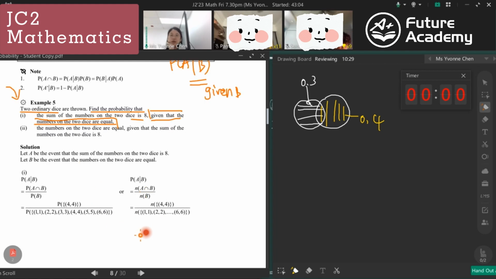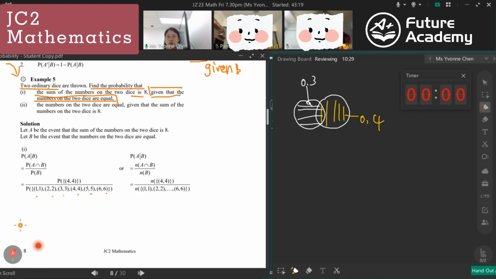So you can see the working here. We use the formula: A given B is probability of A intersect B divided by probability of B. The numbers are equal. You have 1, 2, 3, 4, 5, 6, 6 combinations. So out of the 6, there's only one possible case, which is 4 and 4. So it's 1 out of 6.